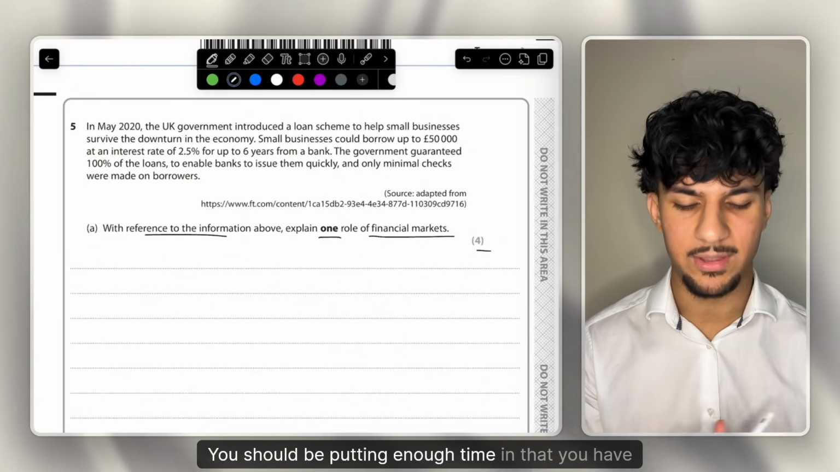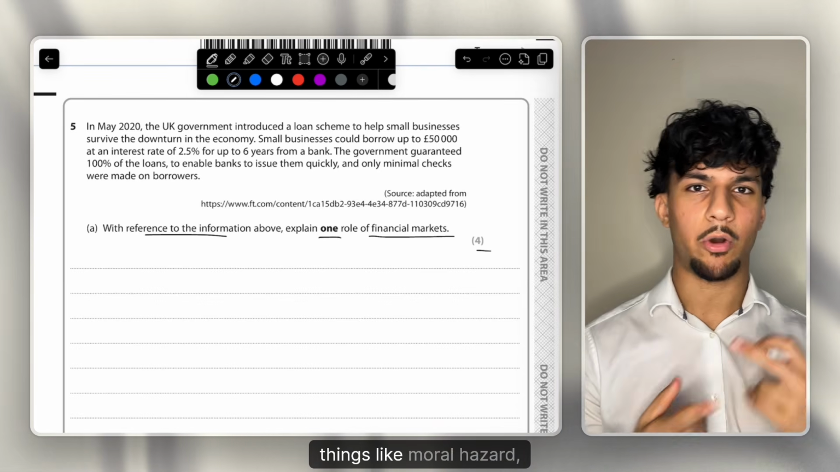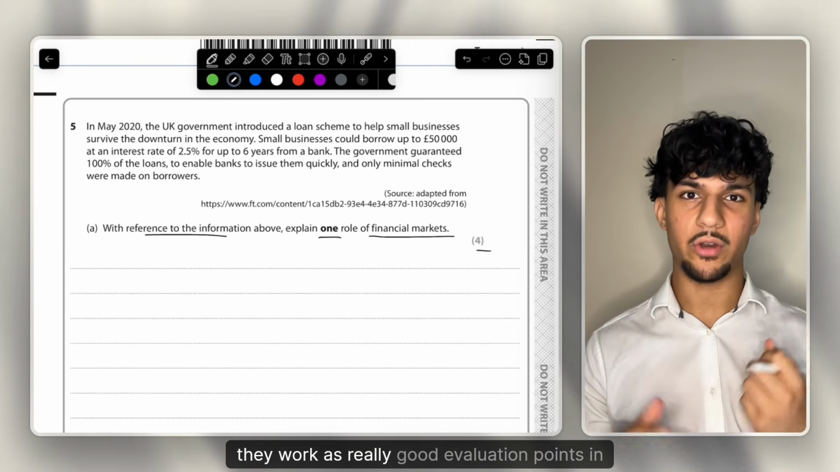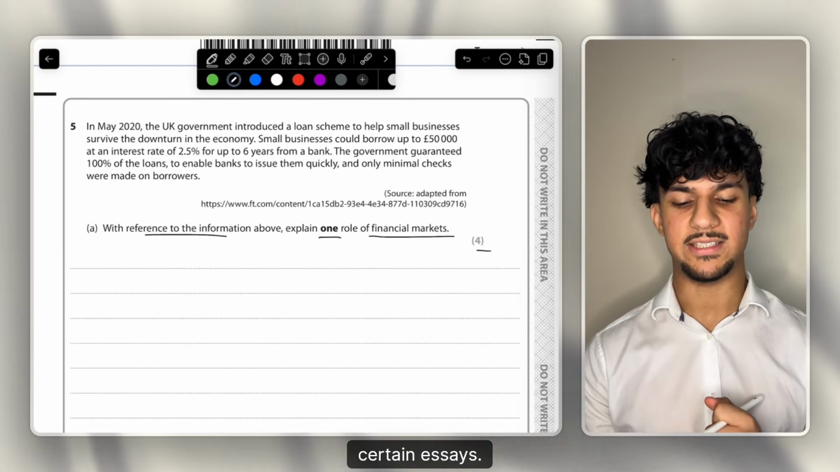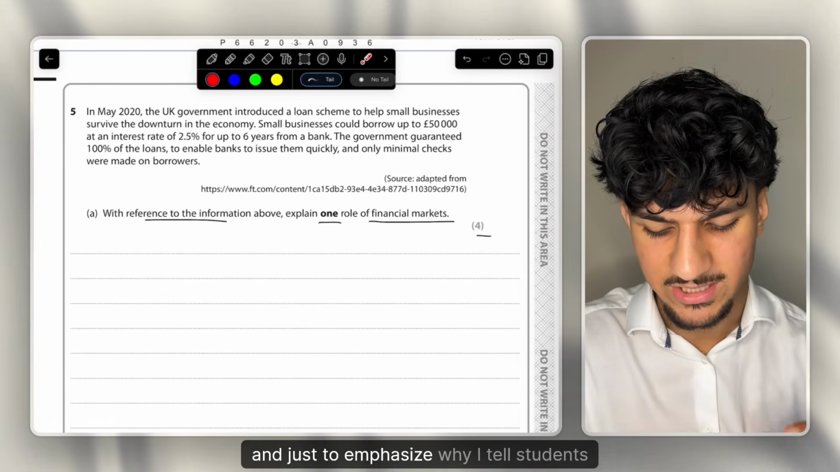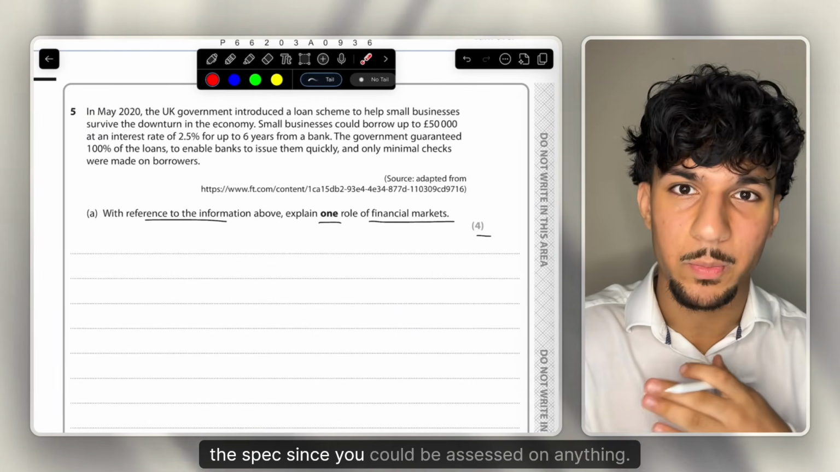You should be putting enough time in that you have time to cover all the topics. For example, financial markets, things like moral hazard, systemic risk, too big to fail banks, they work as really good evaluation points in certain essays, so 100% I would dedicate the time to learning the topic of financial markets. And just to emphasise why I tell students you need to pretty much know every single point in the spec, since you could be assessed on anything.